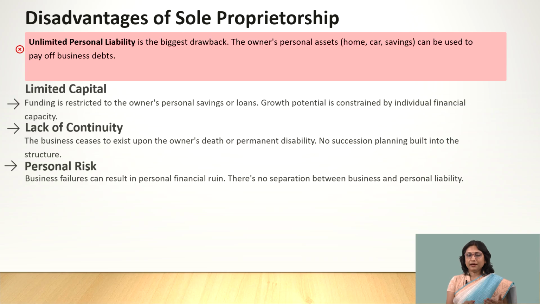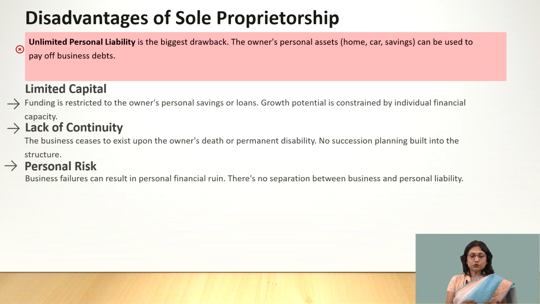But at the same time, as every coin has two faces, there are a few disadvantages as well related to the sole proprietorship, like it has unlimited liability. If the resources of the business are not enough to fulfill the financial obligation of the business, then the businessman, the entrepreneur, needs to bring from his personal sources.